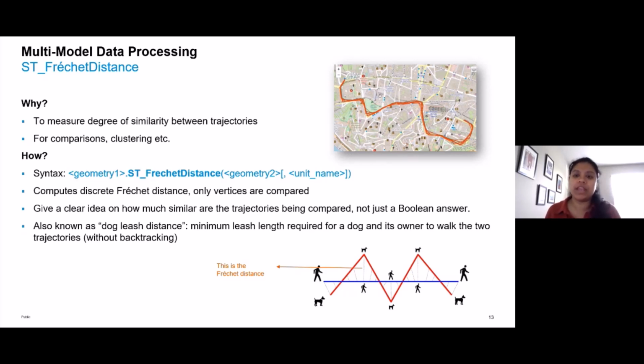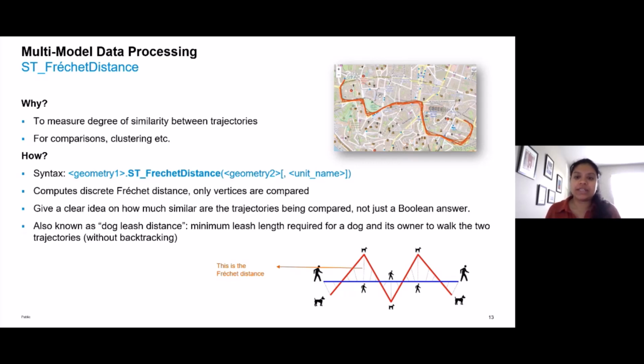So think of it as a way to determine the dog leash distance. It represents the minimum length of leash that would be needed to connect a dog that is walking along one trajectory and its owner walking along another trajectory for the entire walk. Both the dog and owner can adjust their speeds, but they cannot backtrack. So that is the concept.